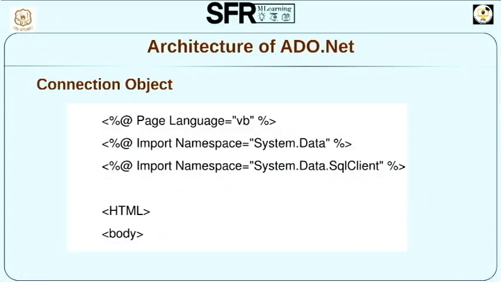This is an example for the connection object. In this, the second line, System.Data, represents that we are going to access a database. The third line, System.Data.SqlClient, represents that the database is going to be a SQL database.